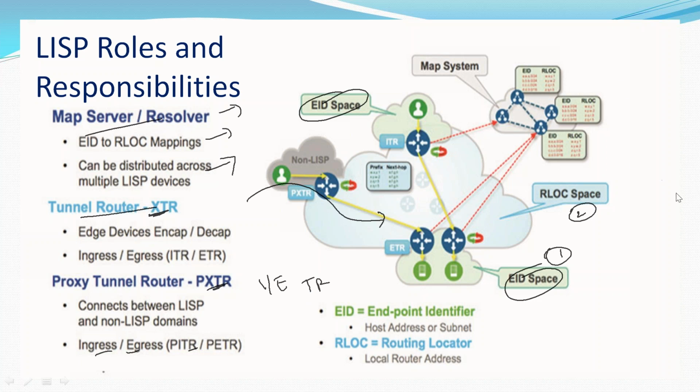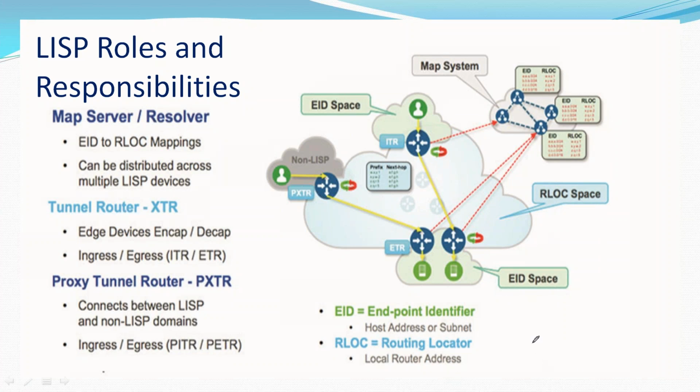For both the proxy and tunnel routers, we have ingress and egress directions. What does it mean? How will it fit into the picture? Let me show you that as well in the next slide. Just a minute.